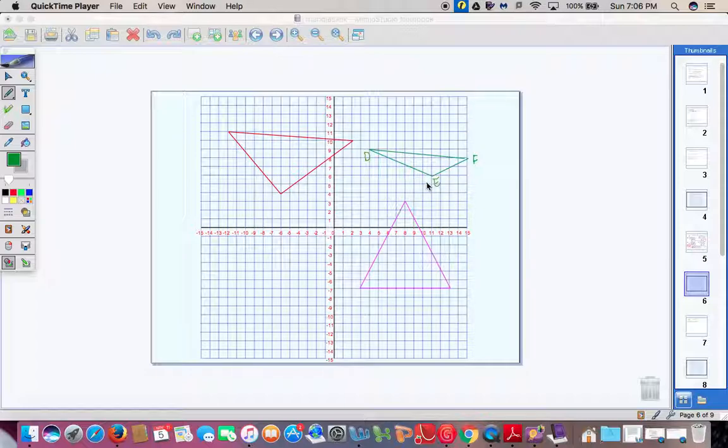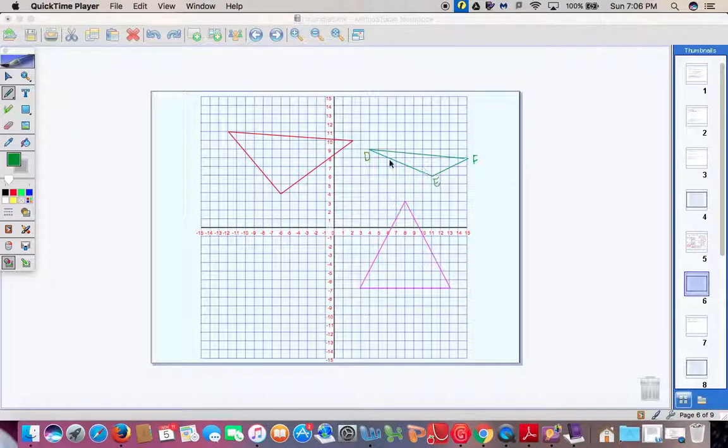Okay, and then we can use the Pythagorean theorem to determine if we've got a right triangle, an acute triangle, or an obtuse triangle. Okay, so we can look at this green triangle here, triangle DEF, and see that it's probably an obtuse triangle. To me, it doesn't look like any of the side lengths are the same, but let's just do the math to figure it out.